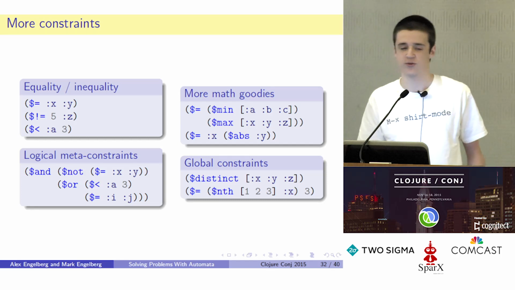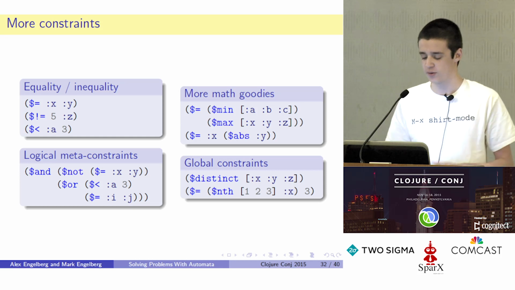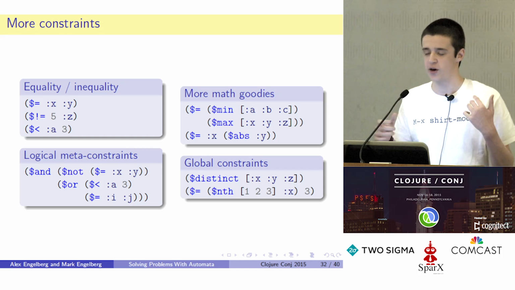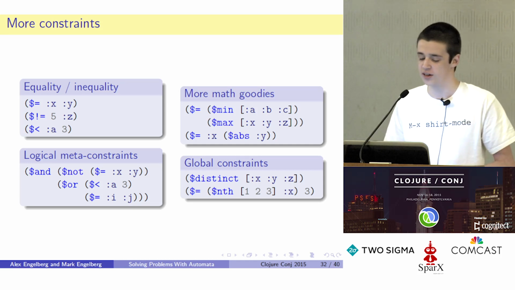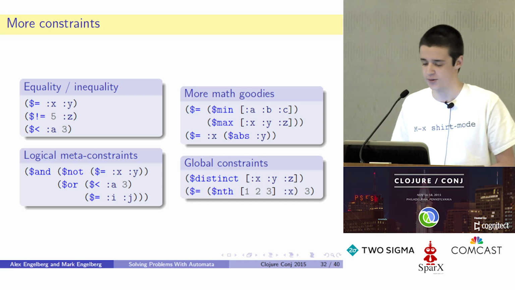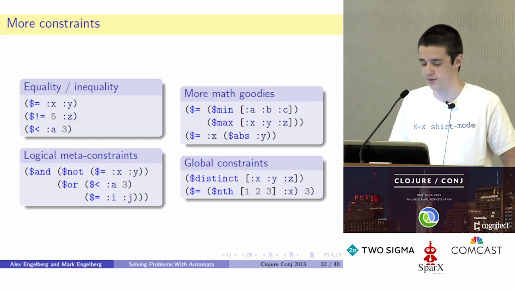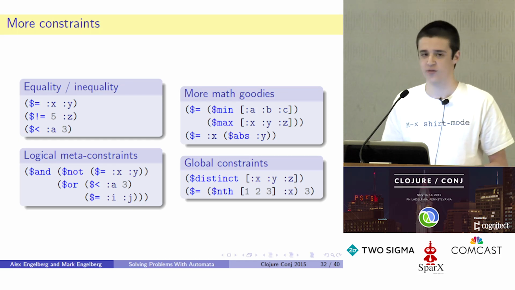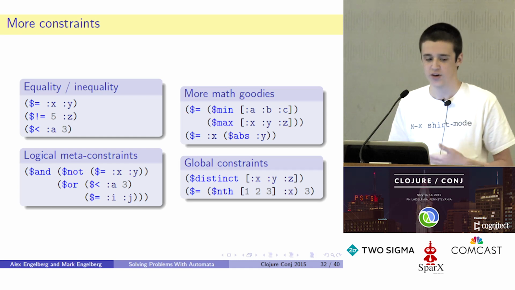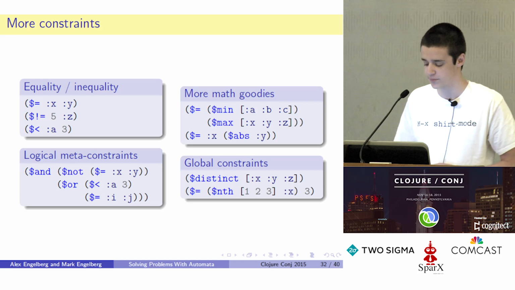So just to give you a taste of what kind of constraints you might find in a constraint engine, these are all things you can use in a constraint model, and they all have their own propagation algorithms. So we have equality, inequality, logical meta constraints, which is kind of cool: and, or, not. We have some more math stuff: min, max, abs, all that stuff. And then we have global constraints, which are more advanced properties on a list of variables. So here, for example, we have distinct, which means all these values must be different.